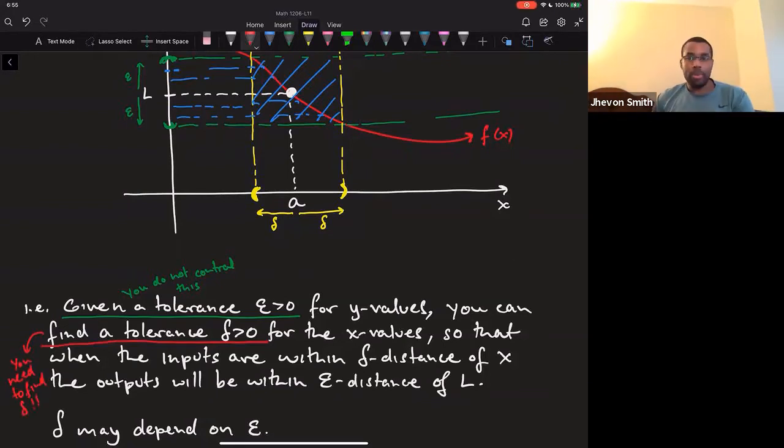To make that happen. So someone will say, I want to convince me that the limit will exist, the y values have to get this close to L. And then you would respond to that person, okay, I can do that. Just make sure that the x values are this close to A and you will have what you want. And then someone else can come, oh, I have a different epsilon.